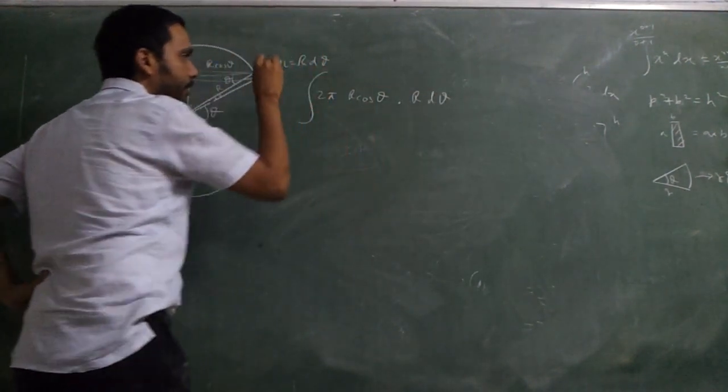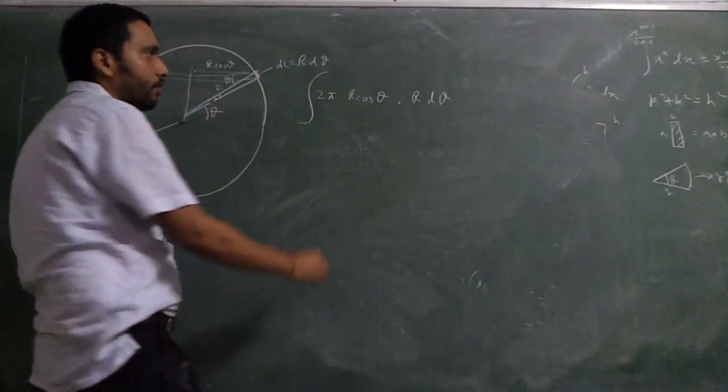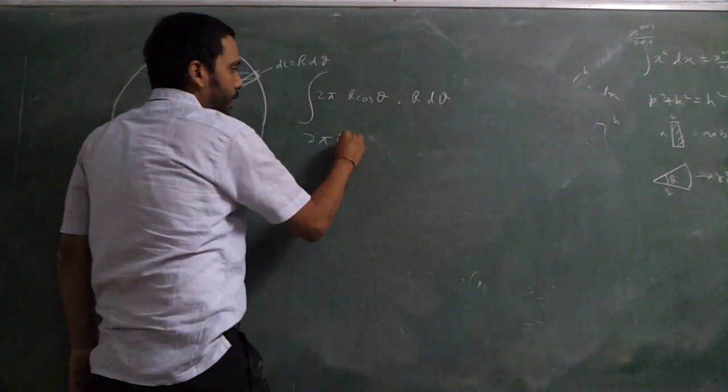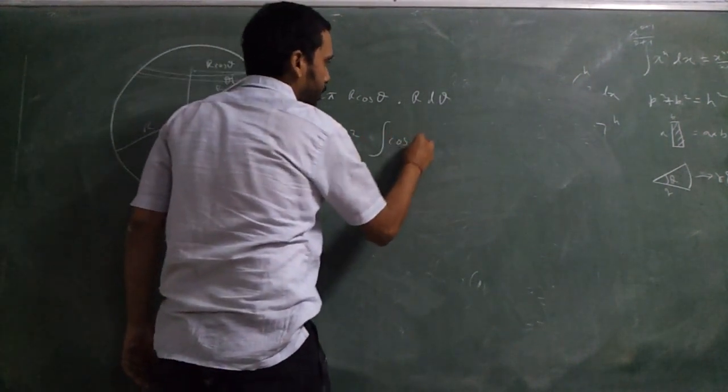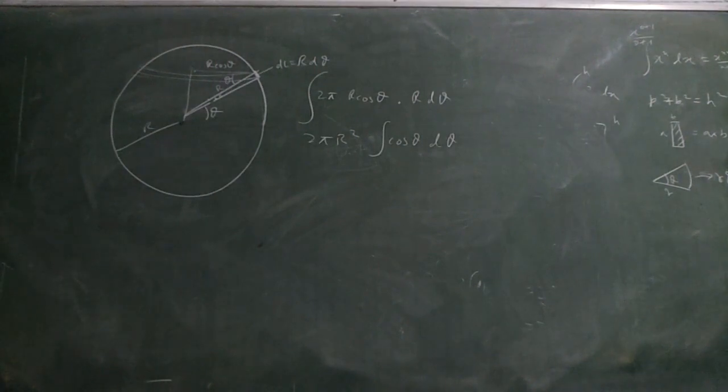Integrate this and you will get the total area. How many things are constant out of this? 2 pi R square is constant. Integration of cos theta d theta. Now where to where will you integrate?